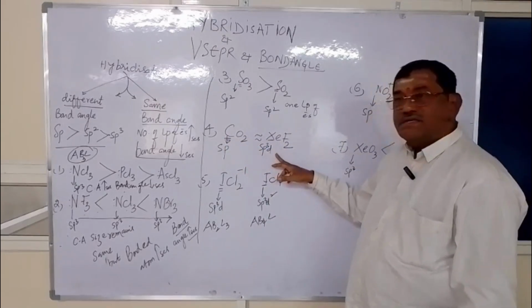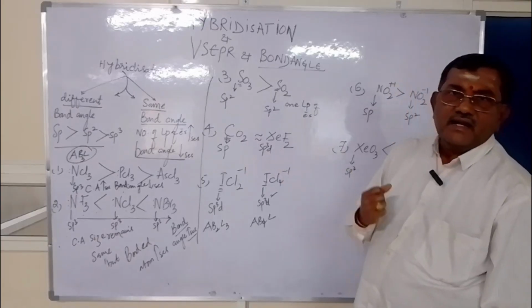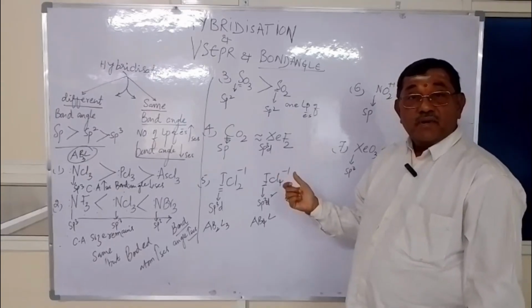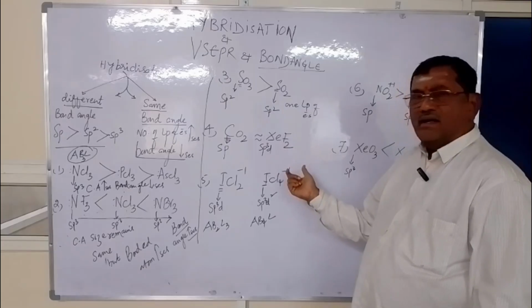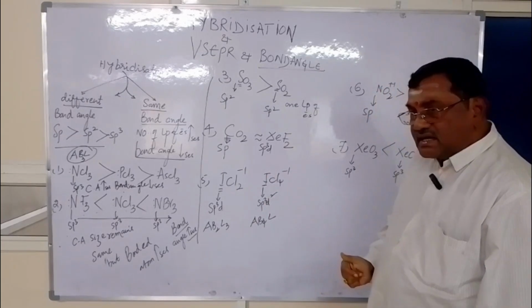But the hybridization is sp³d. That means here, children, the geometry is going to be trigonal bipyramidal. But the shape as predicted by VSEPR is going to be a linear shape. Both are linear and the bond angle also almost remains the same. See that.